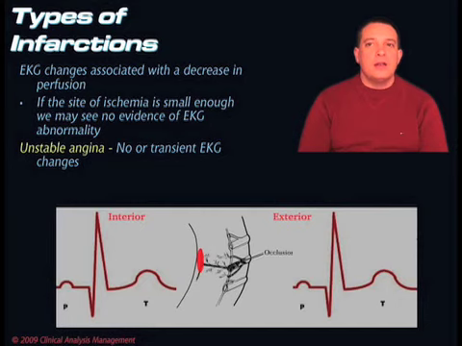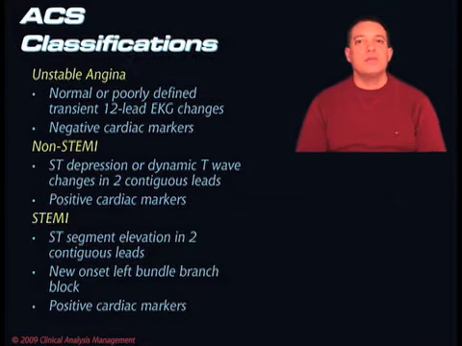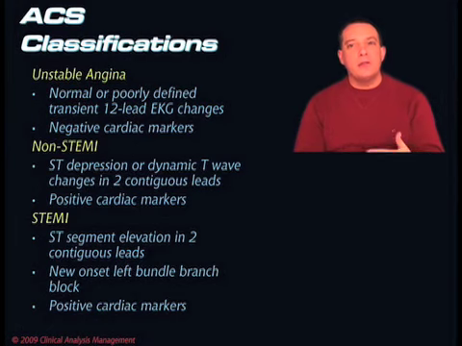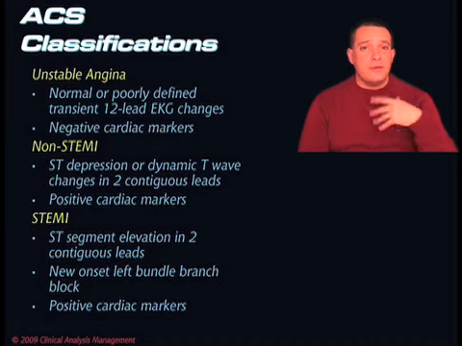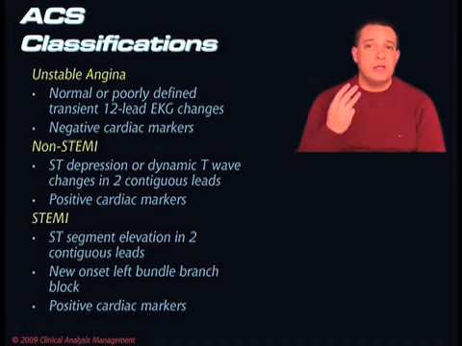Okay, now let's talk about the way that we classify this stuff today. We talked about how we used to call things transmural MIs, subendocardial MIs, and unstable angina. Nowadays, first off, we don't call it an MI, we call it an acute coronary syndrome, and we talk about acute coronary syndromes based on three classifications. The first classification is unstable angina.